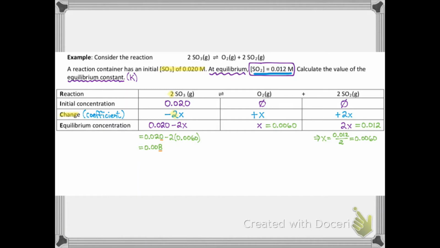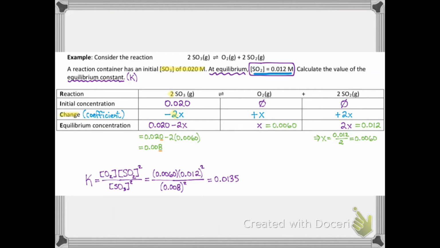But sig figs or not, now I have numerical values for SO3, O2, and SO2 for equilibrium concentrations. So now I want to calculate K. Perfect, I just plug these into my equilibrium constant expression. K, of course, is the ratio of products to reactants, so now I just need to plug in the values that I have.